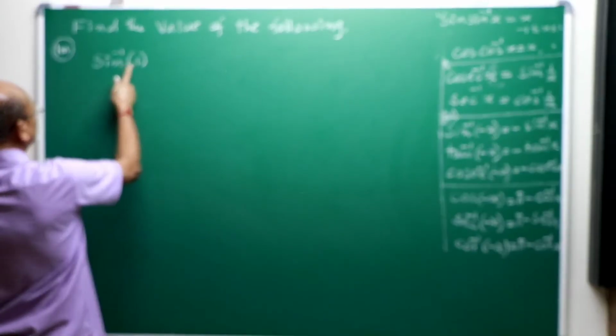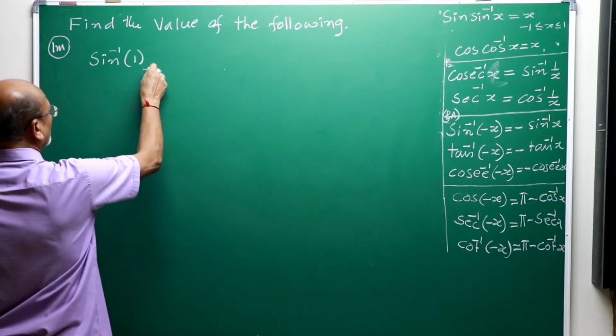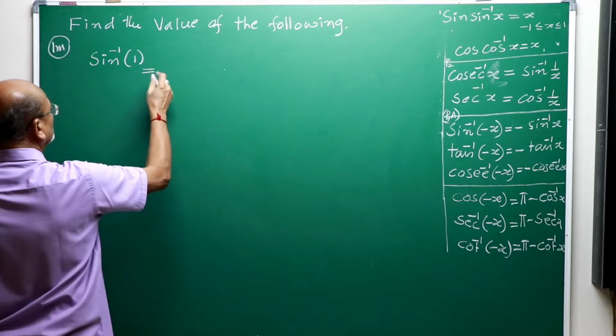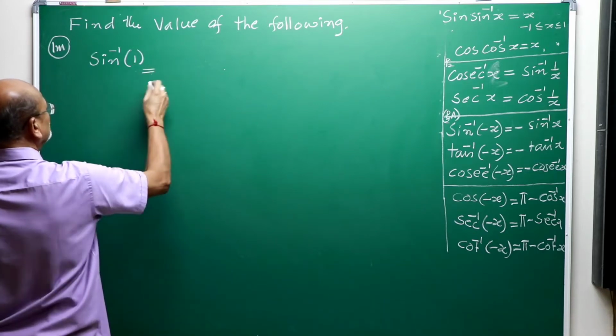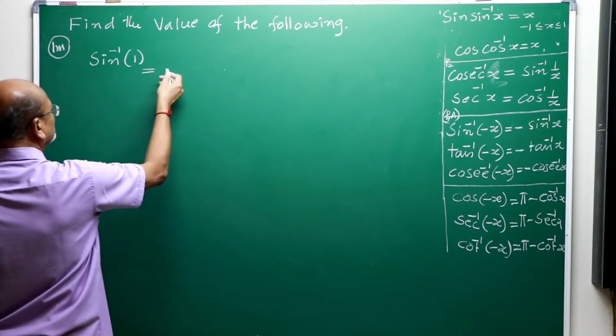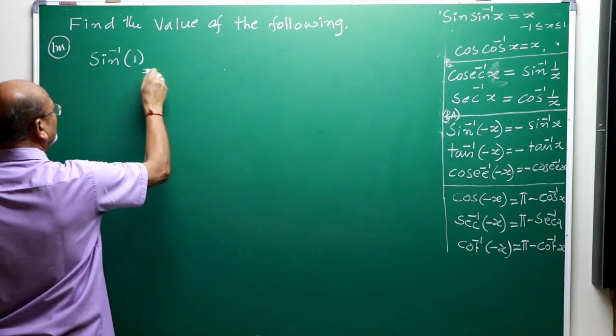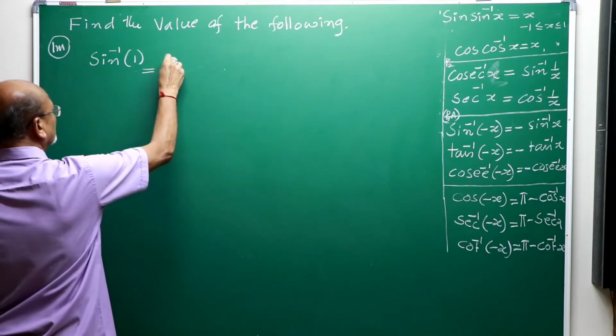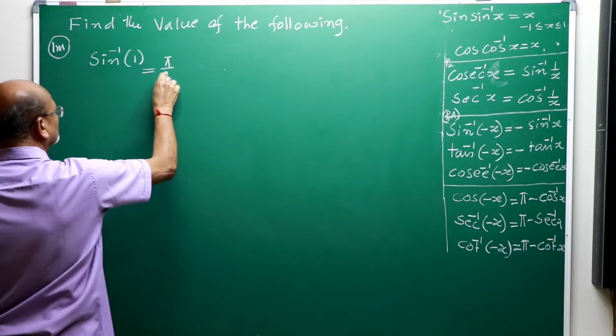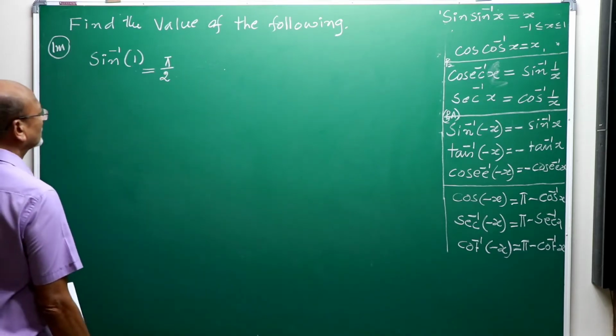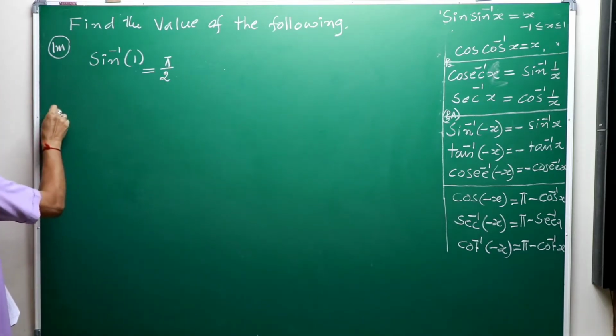What is this? Sine inverse 1 is an angle theta whose sine is 1. You know it. What is it? Sine 90. So you just have to write 90 degrees. Is that correct? That is the first example.